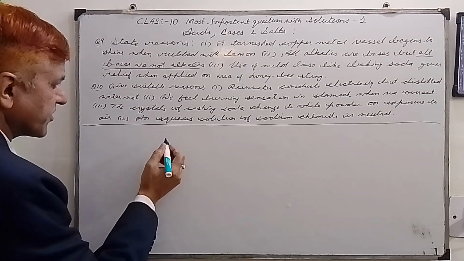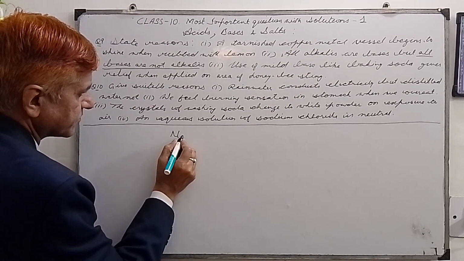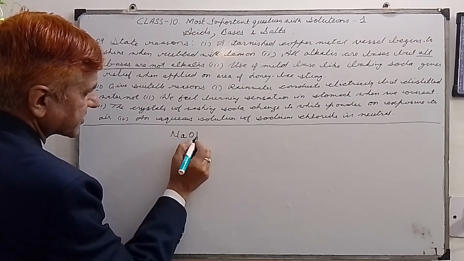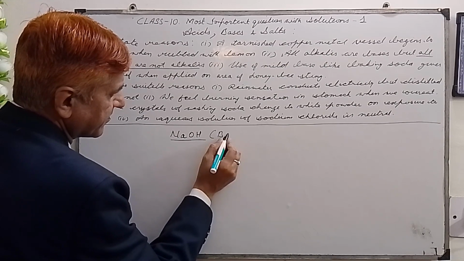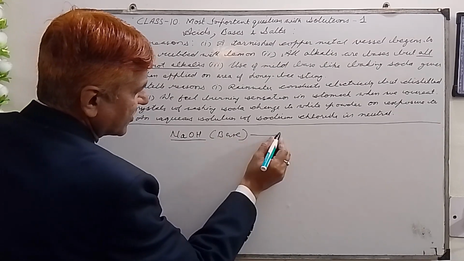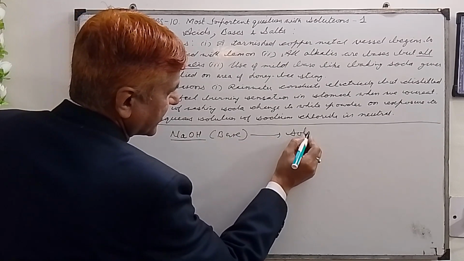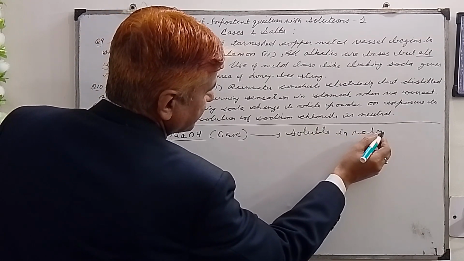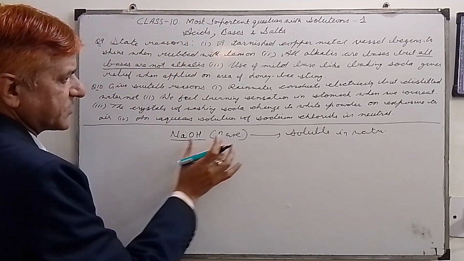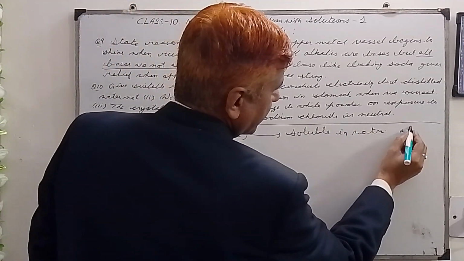For example, sodium hydroxide. So my dear students, this is a base, and this is soluble in water. And a base which is soluble in water is called alkali.